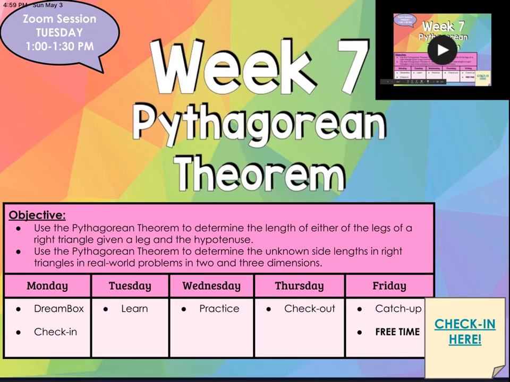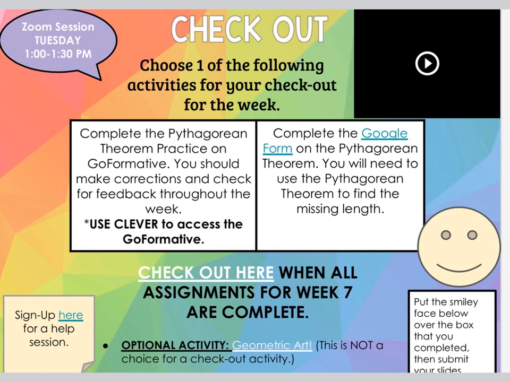Okay, let's look at the checkout for Thursday on Pythagorean theorem for week 7. So there are two choices on the checkout. You could do the Go Formative, which you will use Clever to access, or you can open this Google form right here. On both of them, there's going to be 5 problems for you to complete.